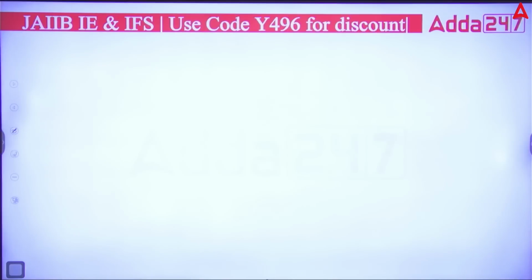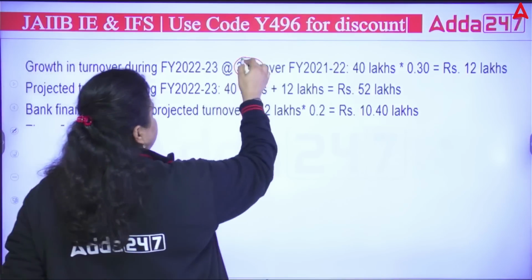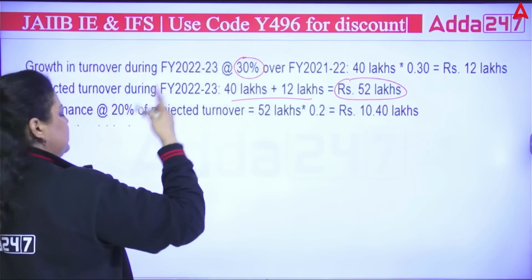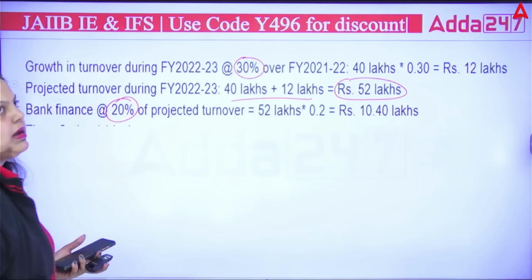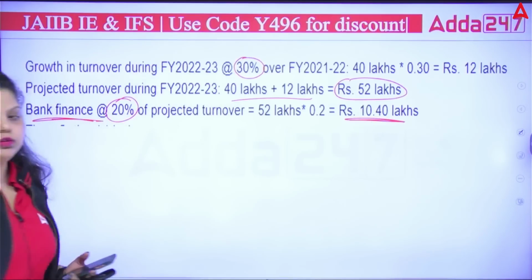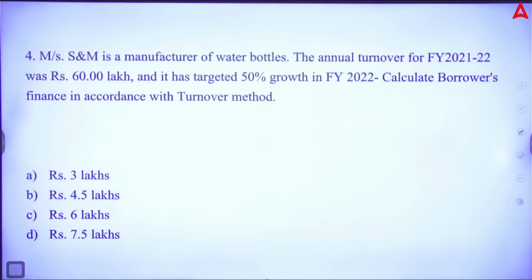Chalo, next question, this is how you can calculate. First we have calculated the 30% growth. Then we added it and calculated the new turnover, and 20% of the new turnover will be given by the bank as bank finance. So we have got this value 1040. Right? Next.